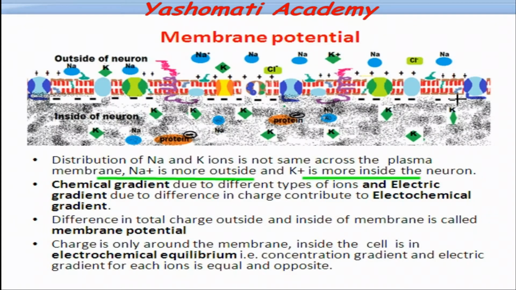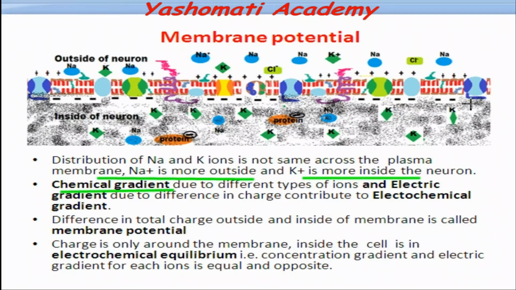Because of this, there will be a difference in the chemicals which are present outside and toward the inner side. Because the nature of potassium ions and sodium ions are different, there will be a difference in the concentration of sodium and potassium ions across the membrane. This is called the chemical gradient.